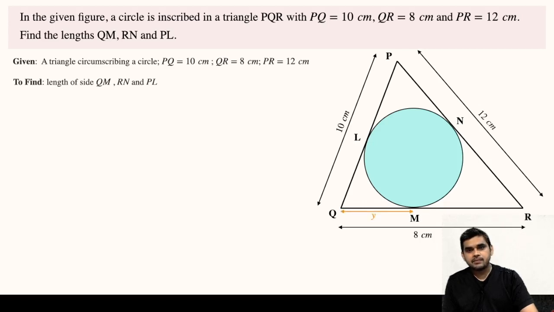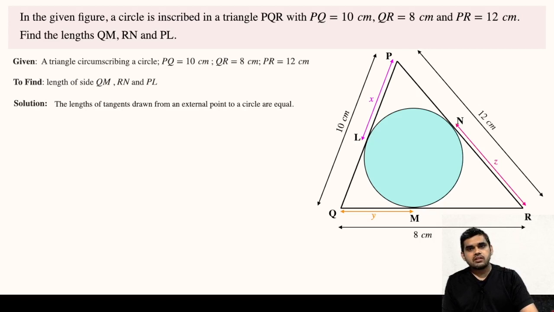So QM, let us assume as Y, RN as Z, and PN as X. So we are asked to find the value of X, Y and Z. So let us begin our solution.